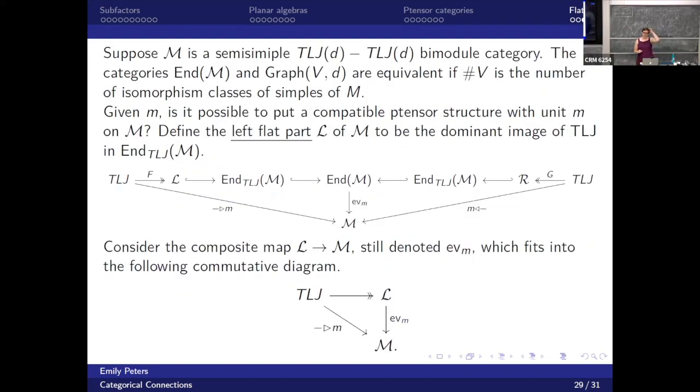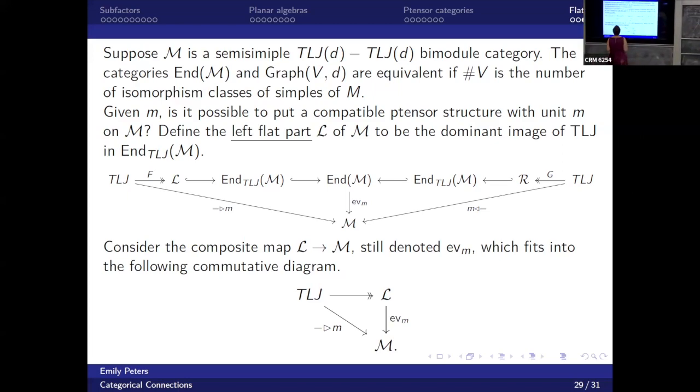Interestingly, in the tensor category setting, the definition of flatness looks really different. What's going on in this picture is that we start with a bimodule category, and we want to know if we can promote it to be a tensor category in a way that's compatible with the actions that we already had. Okay? And so when does that happen?